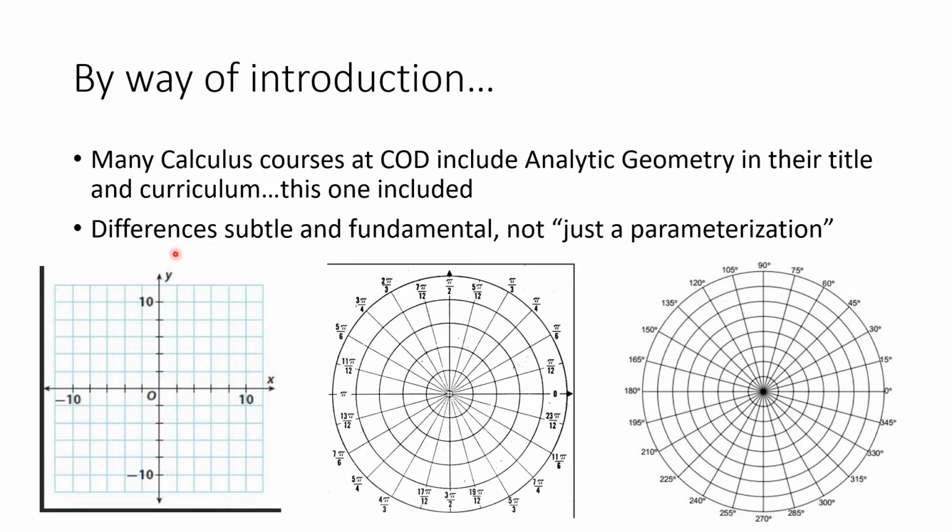Now, I have found that students often find themselves confused, so I want to underscore at the outset that there are differences between polar coordinates and other coordinate systems and parametric equations. Some of these differences are subtle, and some are fundamental. But polar coordinates is not just a parameterization.